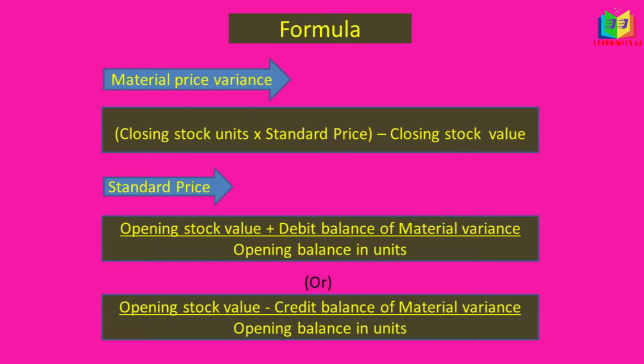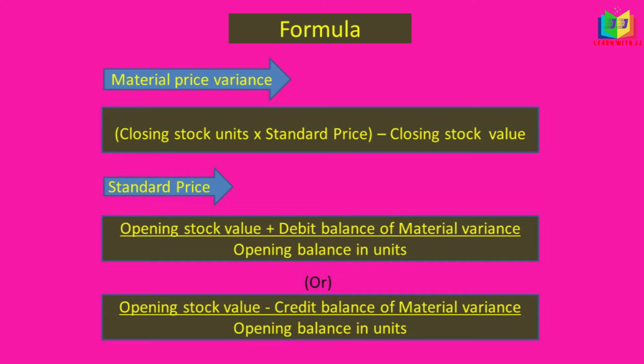Material price variance is nothing but the closing stock units into standard price. Once we finish doing the problem, we'll arrive at the closing stock, right? That closing stock we have to take here, multiply it by the standard price, and subtract the value of the closing stock. This will give you the material price variance. If it is negative, it is unfavorable, that is, a loss. And if it is a positive figure, it is treated as favorable, that is, a profit. While doing the problem you will come to know all these things.